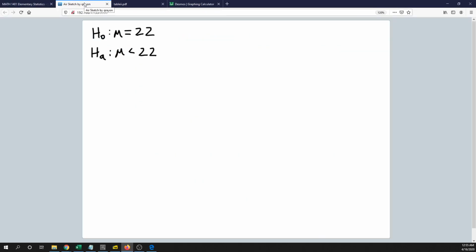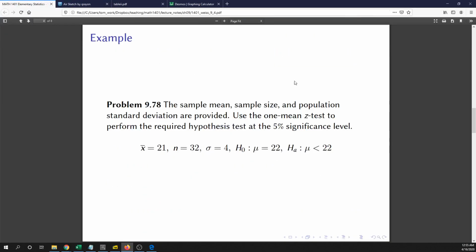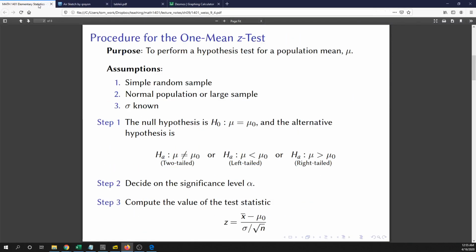Step two is to know your significance level. So if we go back to the statement of the problem, our significance level is the 5% significance level. So as a decimal, that would be 0.05. So that is step two.